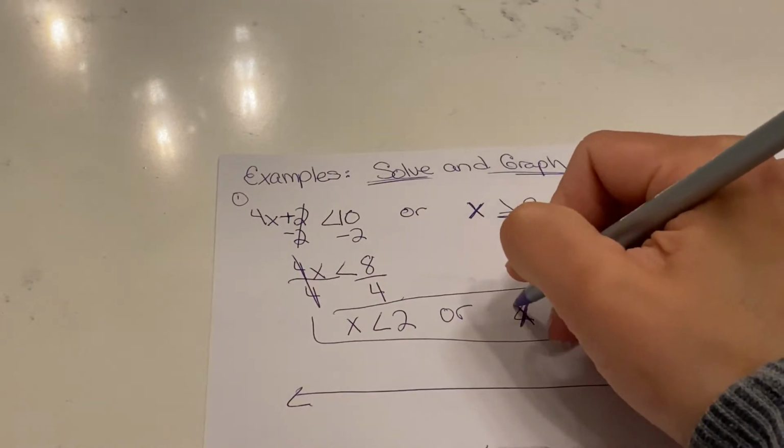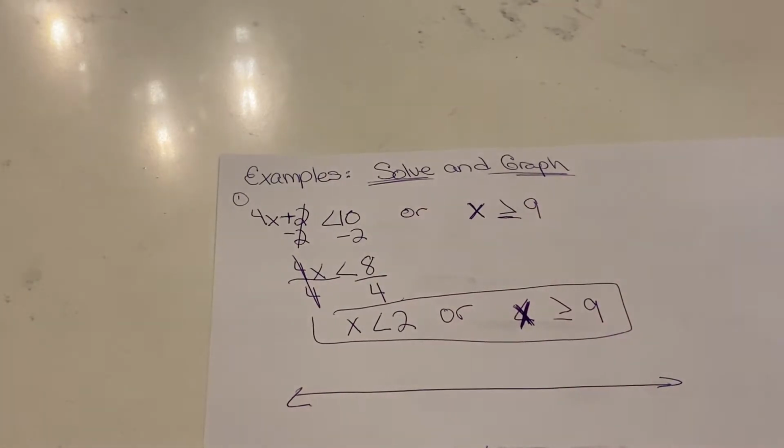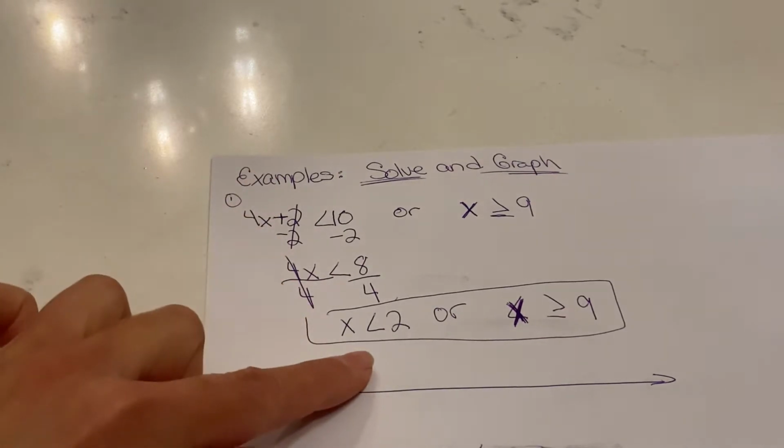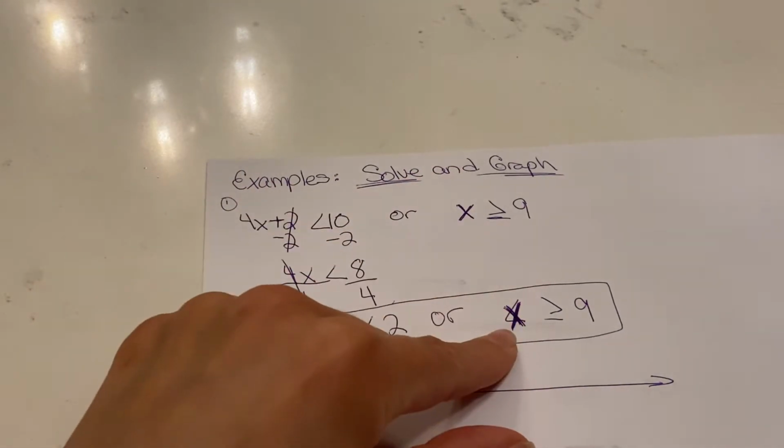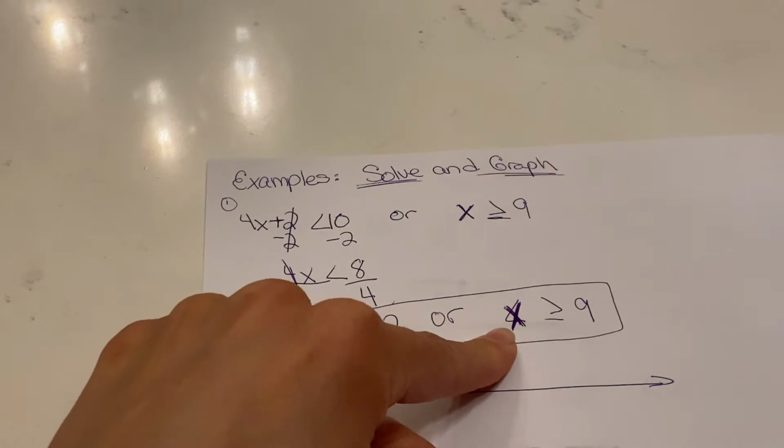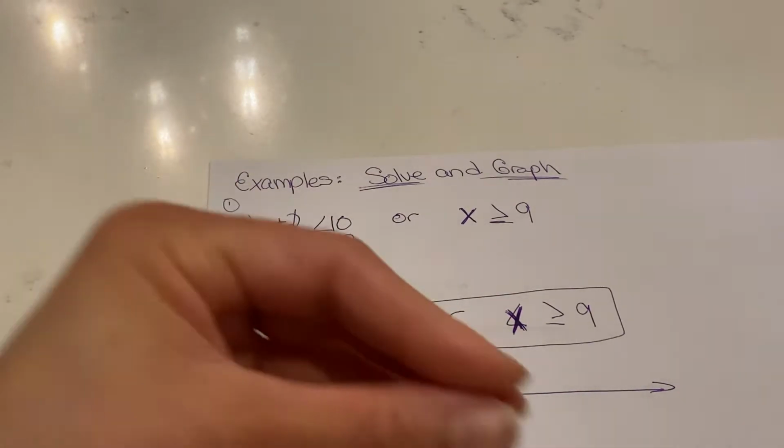Sorry, it should say x. Okay, so this is my answer. I isolated the x here. This one, the x was already isolated, so I didn't have anything to do here, all right? But now I got to bring it together.